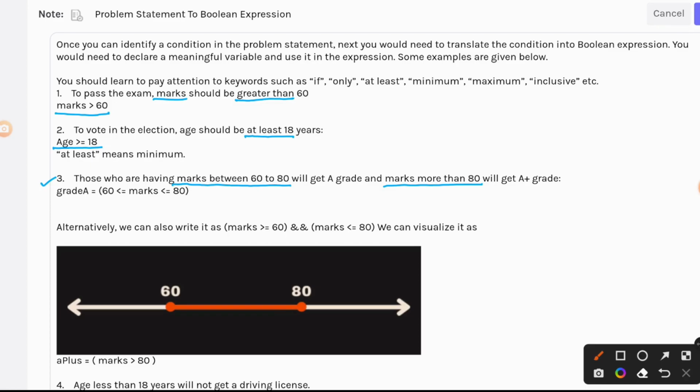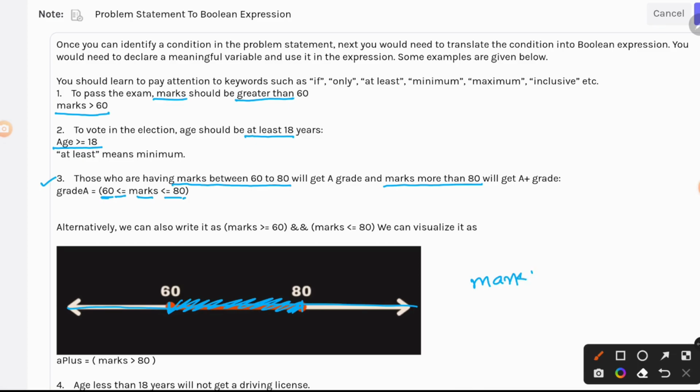The easier way to do it is to draw a line here. As you can see in this line, I have highlighted the points where marks is 60 and marks is 80. This shaded part in orange, or now in blue, is the area we are talking about. Our Boolean expression has to cover the range between 60 and 80. How do we do that?